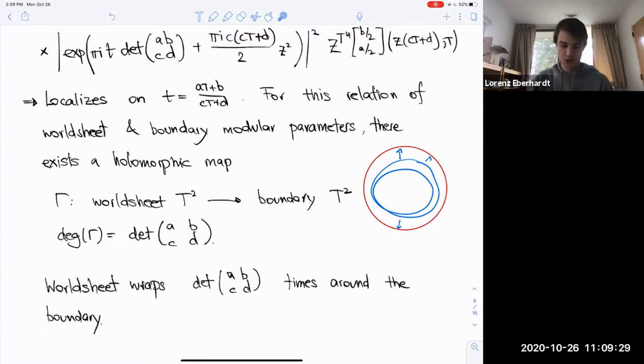So this determinant is what generalizes to the torus case, this winding number that we saw. So in general, this worldsheet wraps the determinant of ABCD number of times around the boundary. Okay.